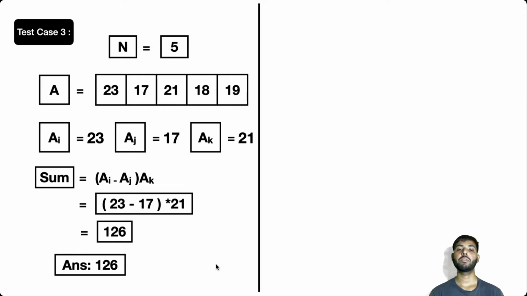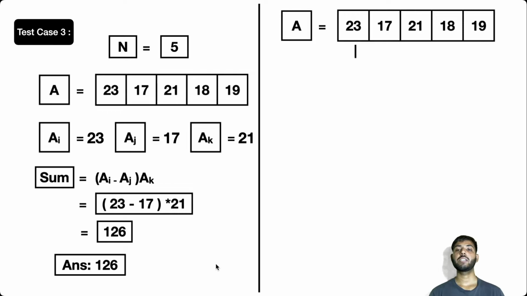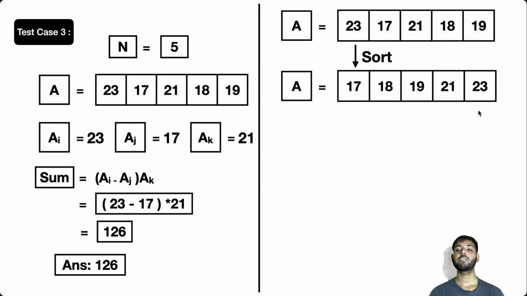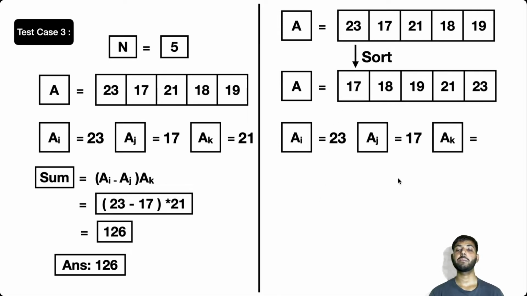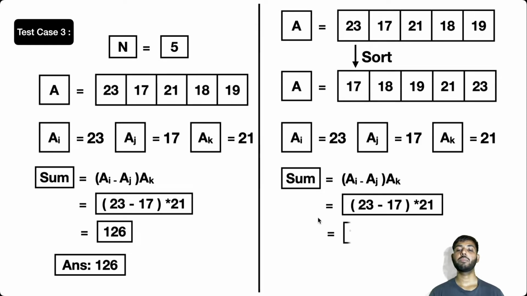Let's analyze it with our approach. So we have the given array 23, 17, 21, 18 and 19. The first thing we need to do is sort the elements of the array. After sorting we get 17, 18, 19, 21 and 23. Now the first element we need to select is the maximum element of the sorted array, that is 23. The second element which we need to select is the smallest element of the array, that is 17. And the third element which we need to select is the second maximum element of the array, that is 21. Now we need to perform the operation ai minus aj into ak. After performing the operation we get the value 126 and that is our answer.